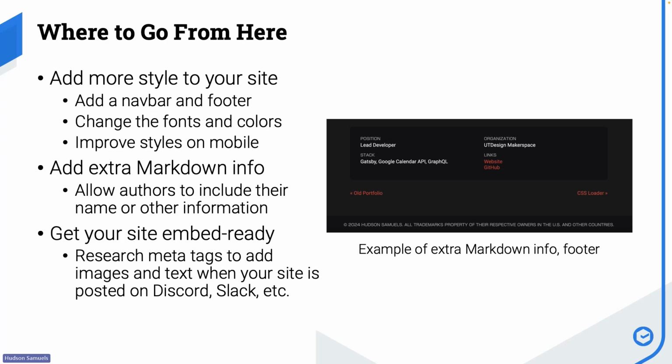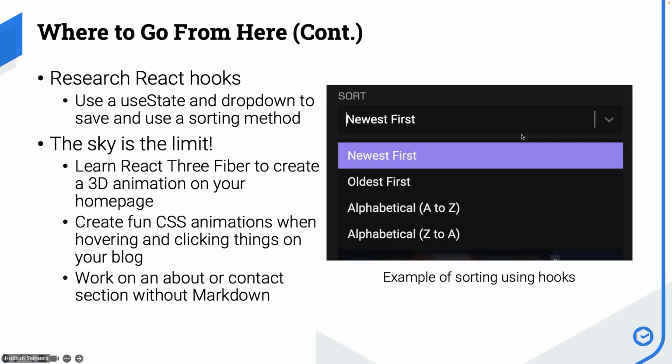So if you send, for example, your blog URL to somebody on Discord, it'll pop up with an image, the name, a description of your blog, stuff like that. And this is a little example of additional information I've added to my markdown pages. So you can see I have my position on a project, the stack I followed, the organization I was in, etc.